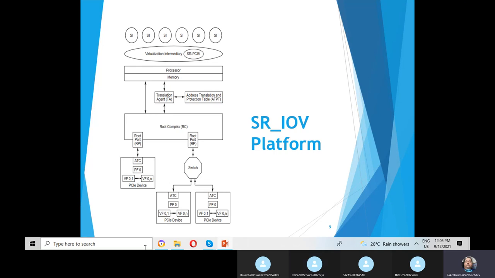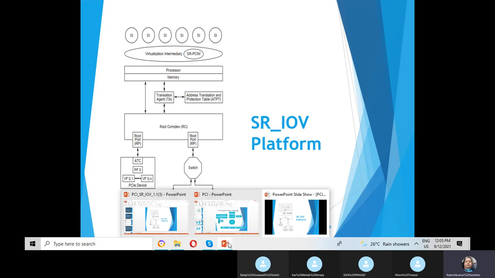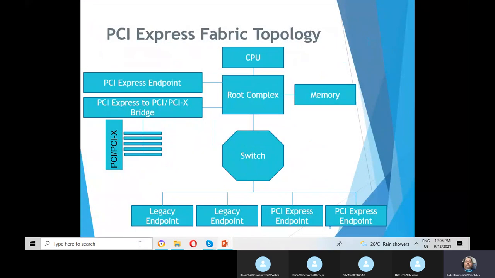With ARI devices, you can use more than 8 functions. That is a really good point. Suppose we have one bus and four endpoints. As I told you, the function number is limited to 3 bits, so we have only 8 functions. What you can do is have one physical function, and the rest can be virtual functions. So even if it is non-ARI, one physical function can have multiple virtual functions. That is the solution you can give in the market today.